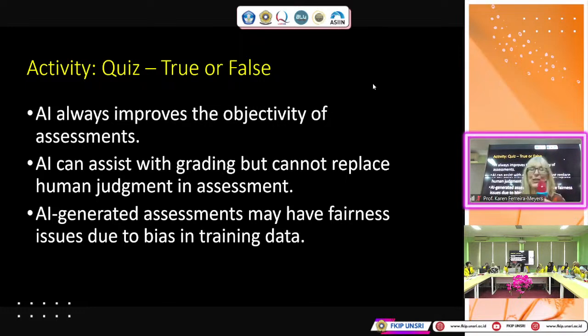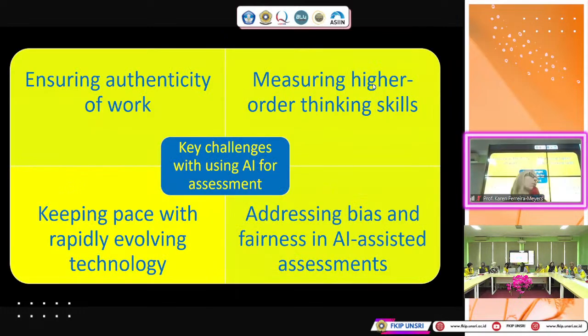Good. Okay, so these are questions that we should be posing, yeah? And then we should be able to explain what the issues are. Very good. Okay, what are the key challenges with using AI for assessment?